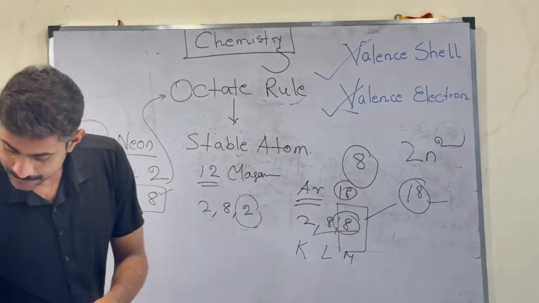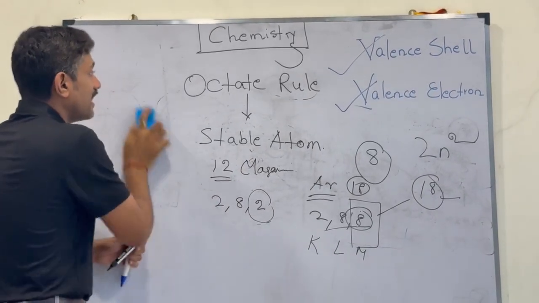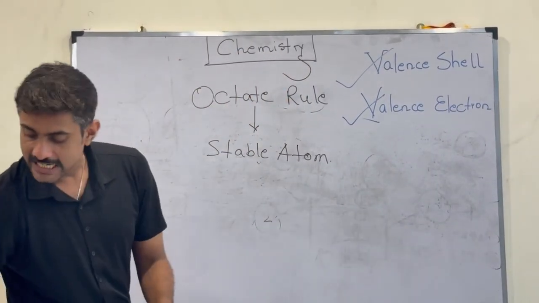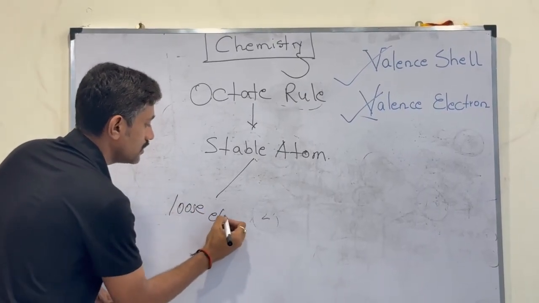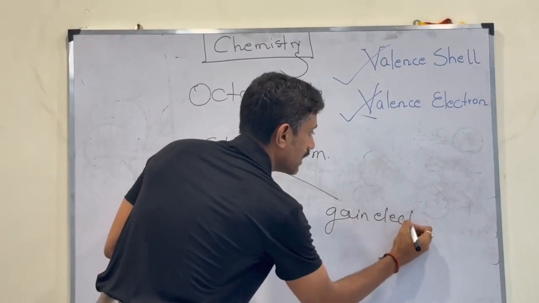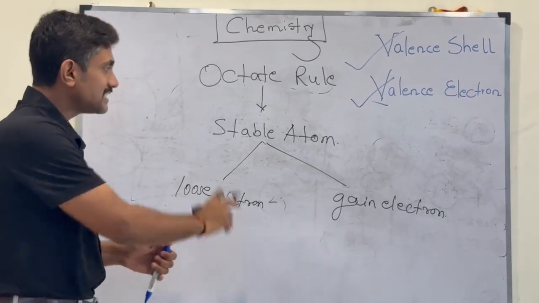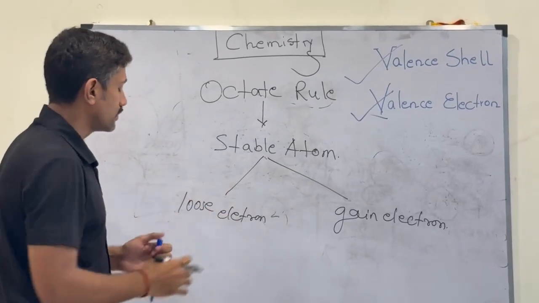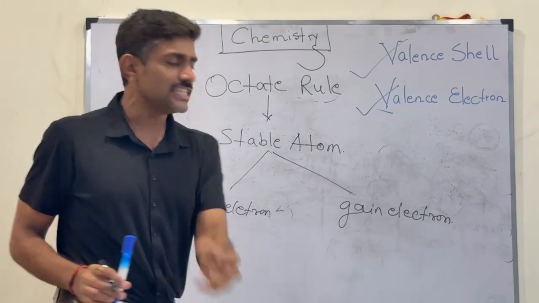Now, what is valency? So stable atom, you understood? Now, in order to make an atom stable, either the atom will lose electrons, or it will gain electrons. So which one is the easiest process? The atom will do that for itself in order to make itself stable. Either it will lose or gain electrons. Whichever process requires less energy, it will go with that one.